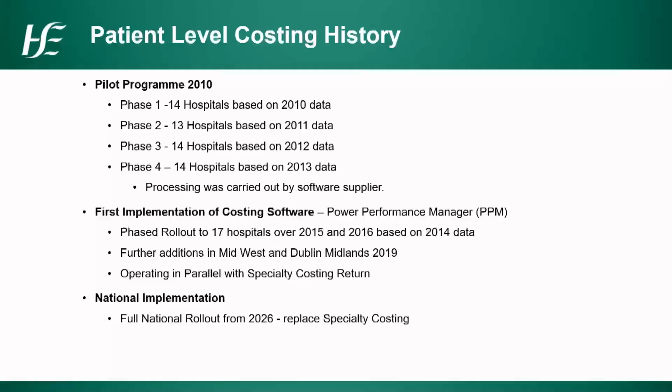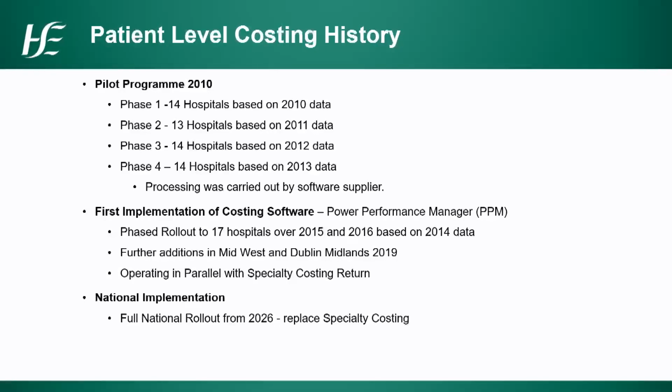The history of patient level costing in Ireland is that we started a pilot programme way back in 2010. At that point, people used to send their activity in to the supplier and the supplier would do the processing for them. In 2014, we had our first tender and we bought Power Performance Manager, PPM, a piece of software that was rolled out at that stage to about 17 hospitals. Then over the years, it was rolled out to a few more in the Midwest and in Dublin Midlands. But over that time, we kept our specialty costing process, whereas that's going to be the change this time.